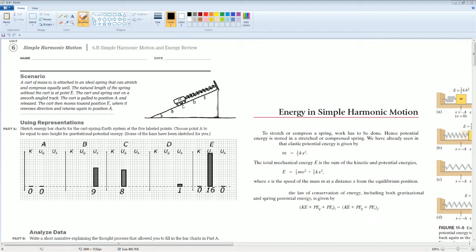All right, welcome. This is the AP Physics Workbook Solutions. Here we have Unit 6, Simple Harmonic Motion, Section 6.B, Simple Harmonic Motion and Energy Review.